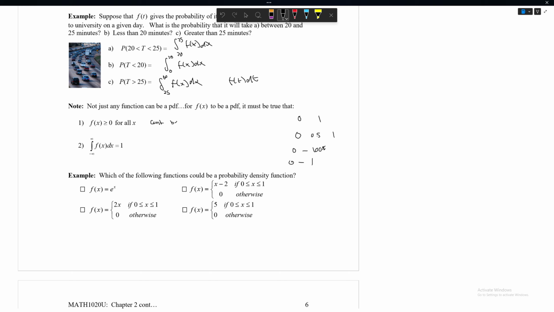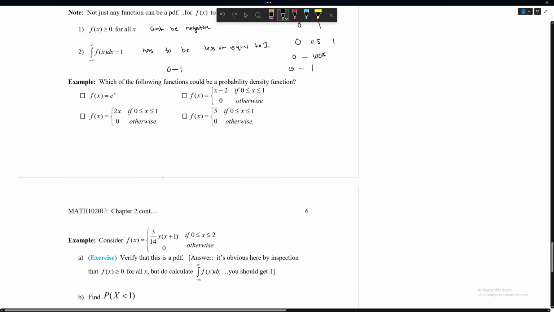Can't be negative, right? So it can't be less than 0. And here it says from negative infinity to infinity, it has to add to 1, and it has to be less than or equal to 1. So it can't be less than 0, and it has to be less than or equal to 1. So that means between 0 and 1. That's PDFs. Now, how can you identify them?